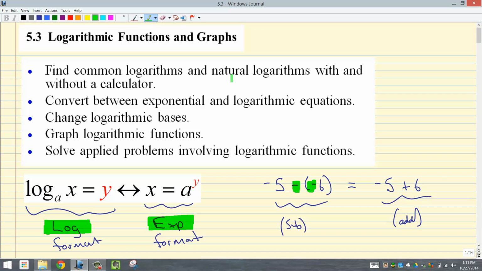So find common logarithms and natural logs with and without a calculator. Check. Did that. Convert between exponential and logs. Check. We did that. Change logarithm bases. Use the change of base formula in order to convert something from base 8 to base 10 or something like that. Graph logarithmic functions. Check.